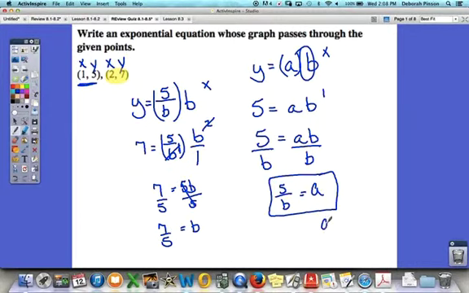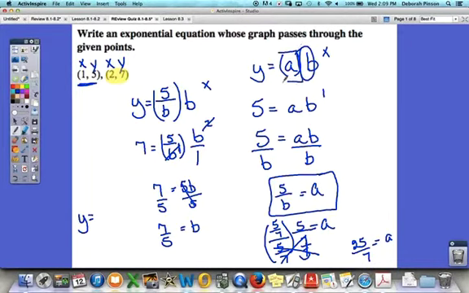Let's get our a. Okay, and then I'm going to multiply by the reciprocal. So this is 7 over 5. I'm going to multiply by 5 over 7 and balance up here. So a is 25 over 7. Now just plugging in all of my stuff, I know my a, it's 25 over 7. And I know my b, it's 7 over 5 to the x power. Maybe I should put that in parentheses.